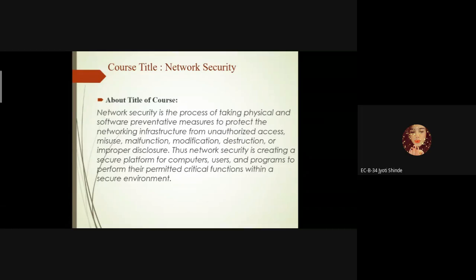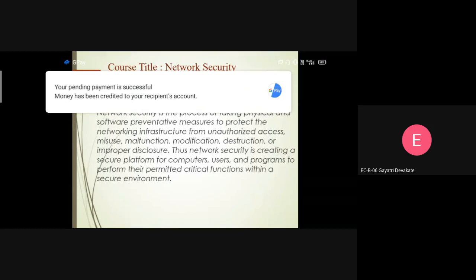Can anyone explain what is the meaning of security? Security means keeping things away from danger. Okay, very good. So we can secure ourselves from harmful things. That might be security, but that is the general meaning of security. We have to study the technical things, that is network security.